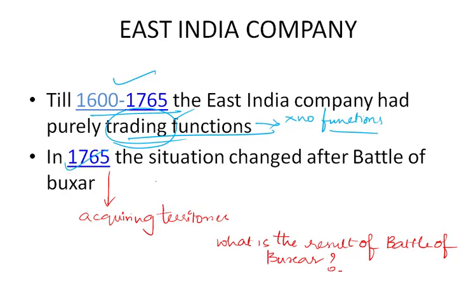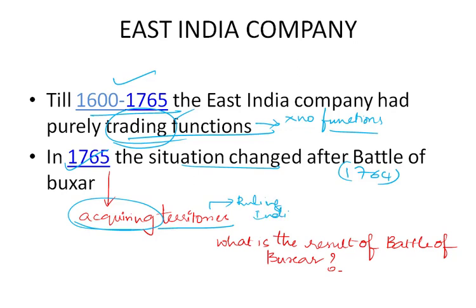But in 1765, after the Battle of Buxar, the situation changed tremendously. From 1765, it started acquiring territories and started directly ruling India. So what happened after the Battle of Buxar? What is the result of this Battle of Buxar? How the Battle of Buxar changed the fate of the East India Company can be seen in the upcoming slides.